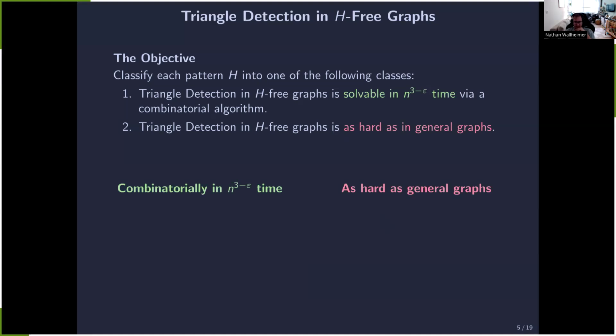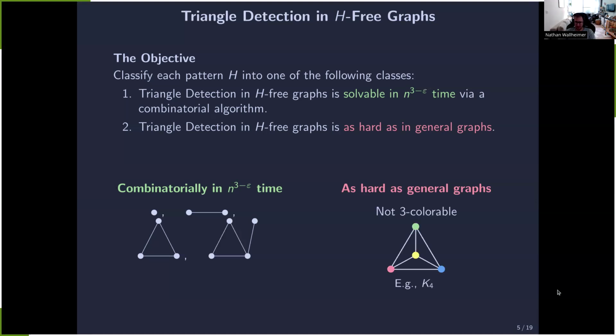Let's see some trivial examples. So if H is a node or an edge or even a triangle, then triangle detection in H-free graphs is in constant time. There cannot be a triangle in the graph, so you just answer no. If H is a triangle with an attached edge, it means that if G contains a triangle, it must be an isolated component. So we just have to run a connected components algorithm in linear time and check for a component of size 3 that induces a triangle.